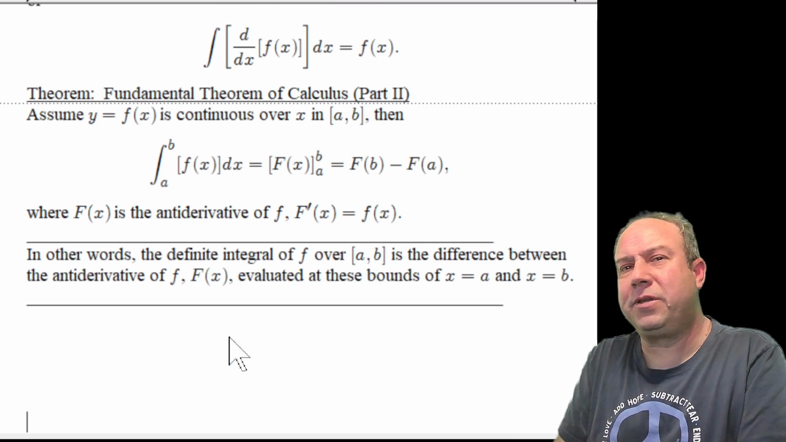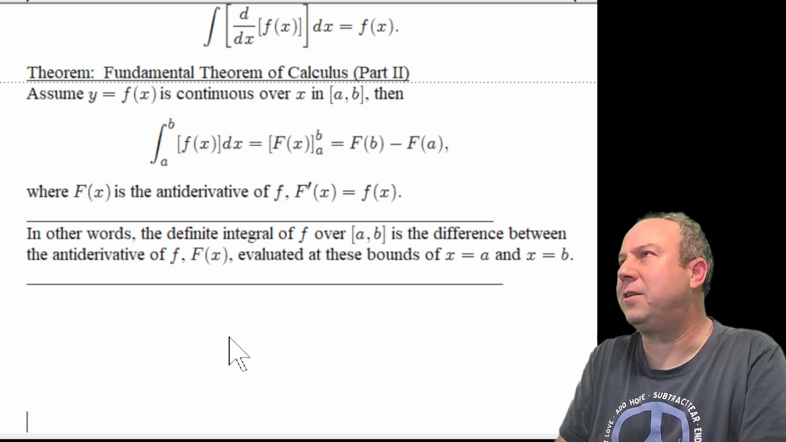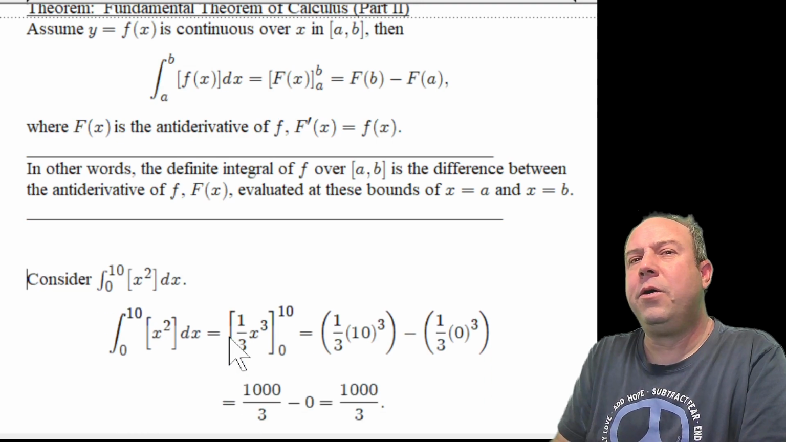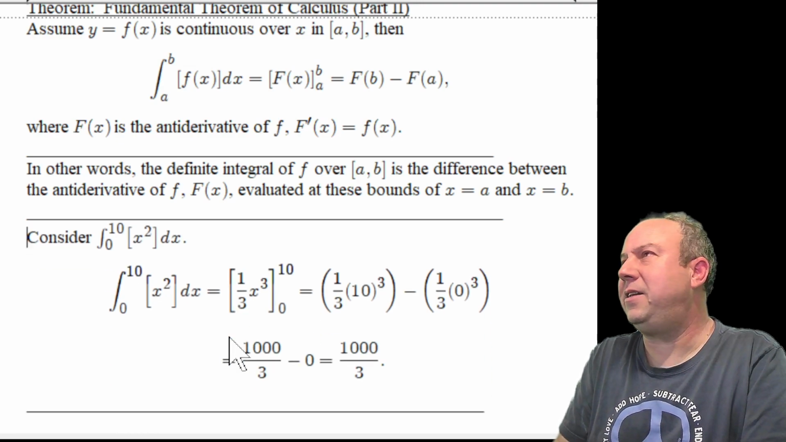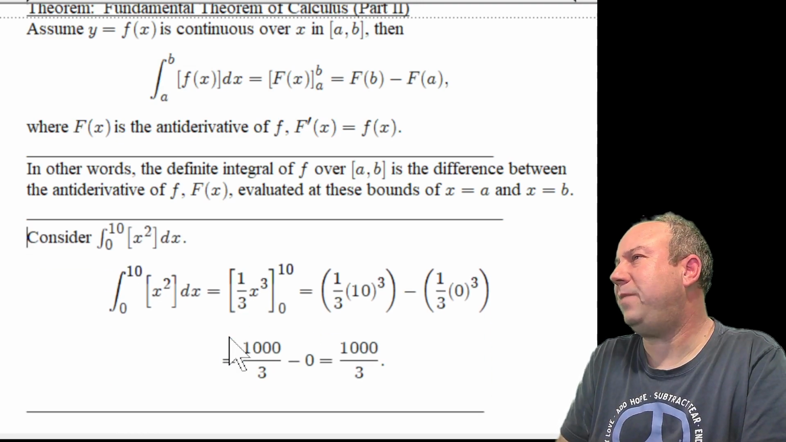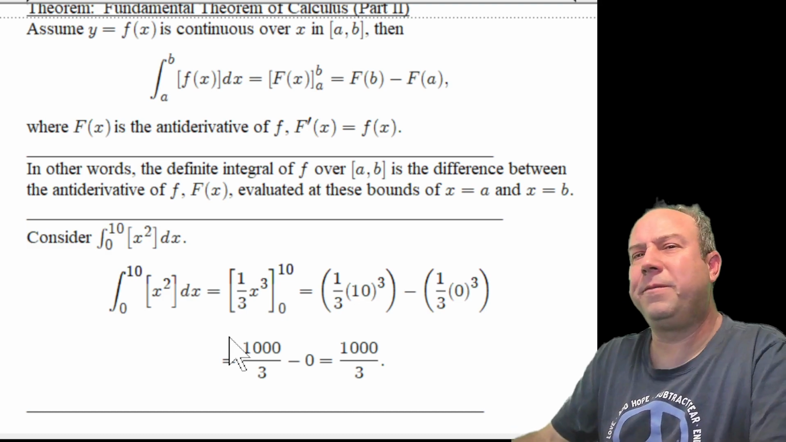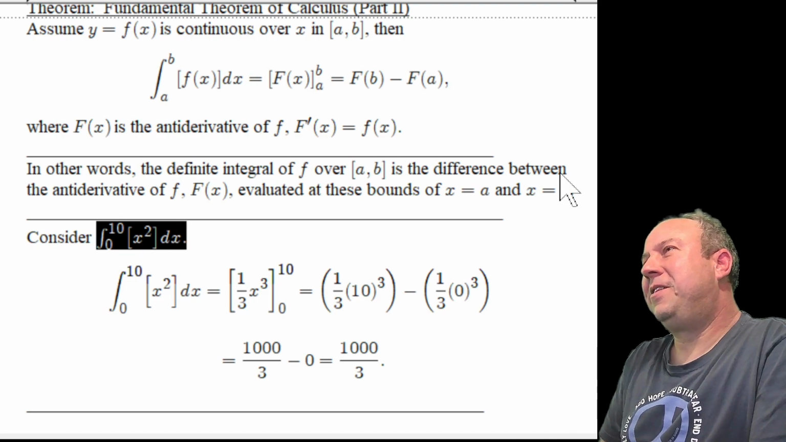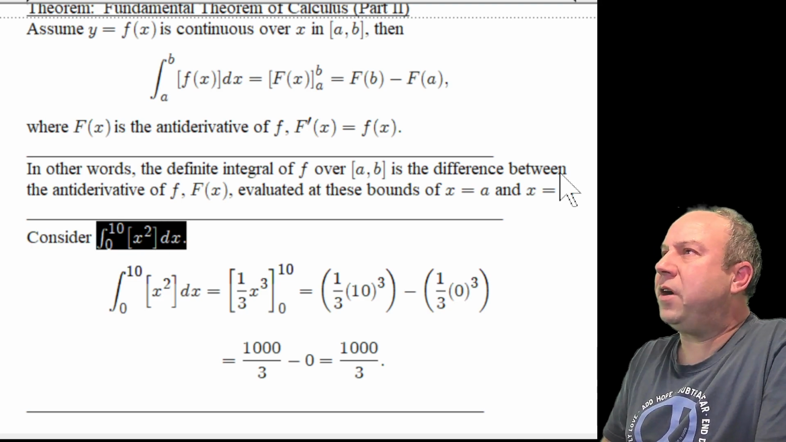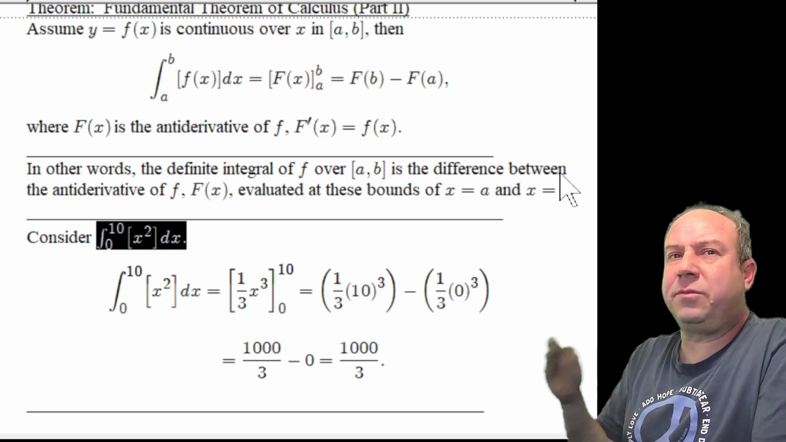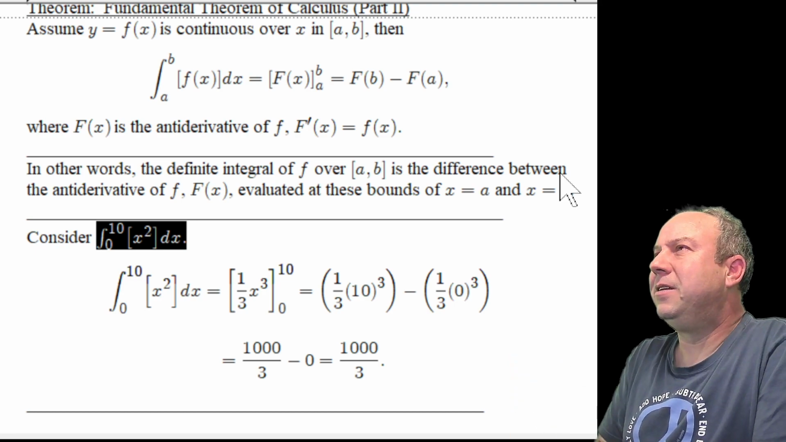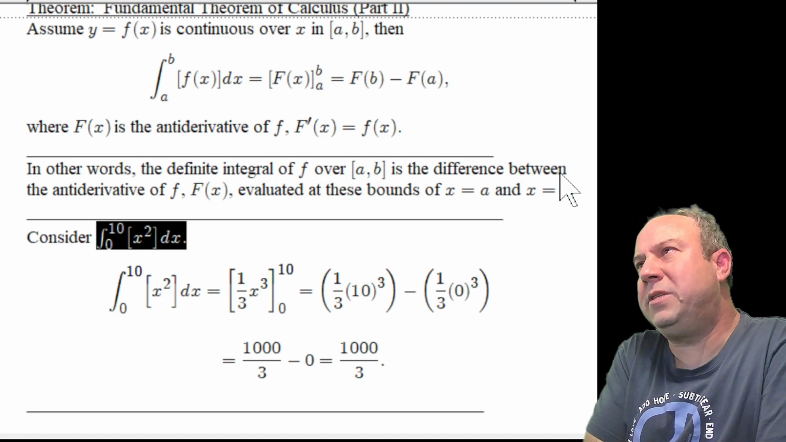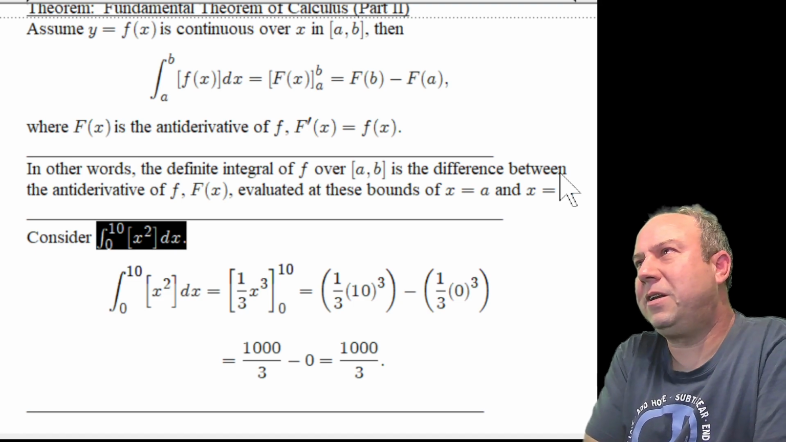Now, let's put this into practice. Let me go back and do some calculations for you that we've seen in the notes where we can apply this idea. Here's the first one. This should look familiar. What's this? This is the net area trapped between the square function over the values of x from 0 to 10. And we found this to be 1,000 thirds using limits of Riemann sums. Right? A little bit of rigor.